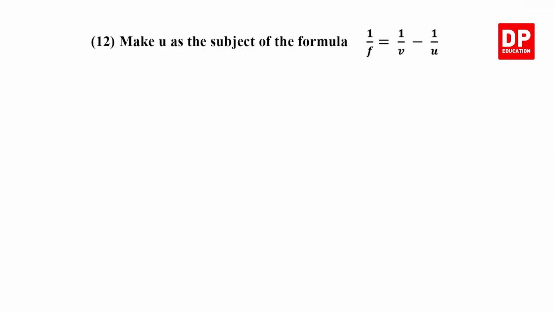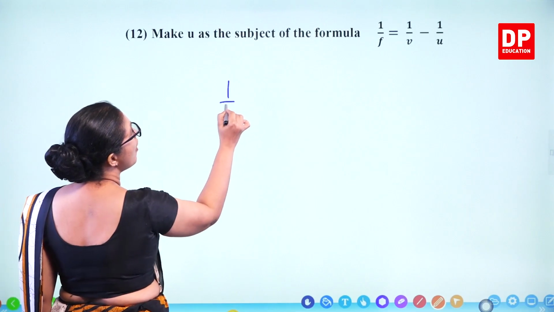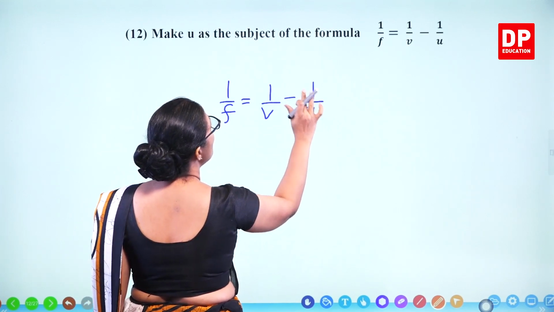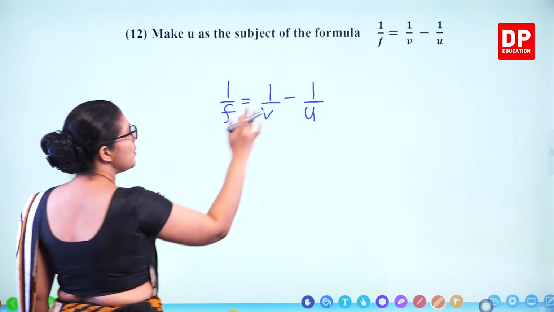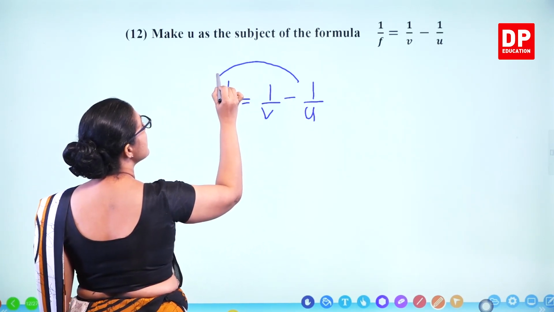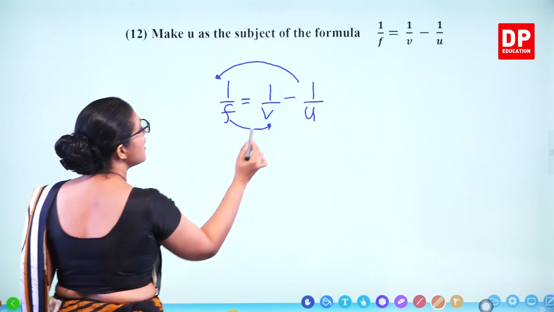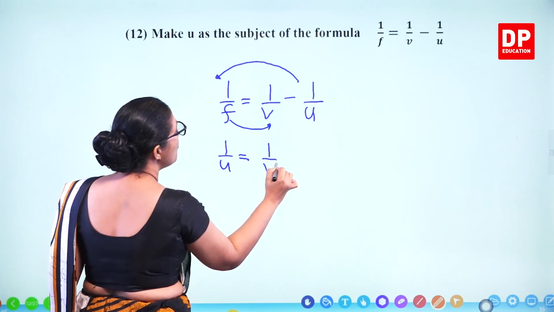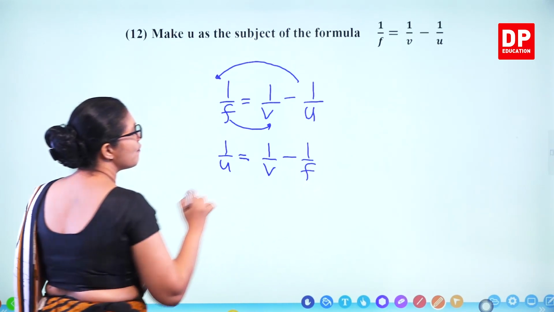Question number 12. Make u the subject of the formula: 1 over f equals 1 over v minus 1 over u. You have to keep this one. So we'll take this one to this side because that's negative, and this one to this side. So you get 1 over u equals 1 over v minus 1 over f.